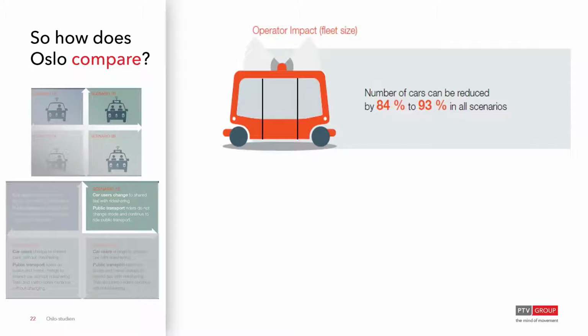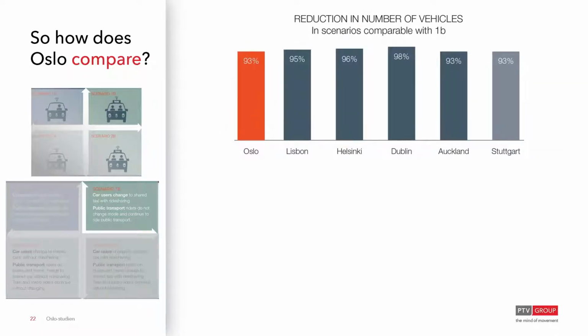So 84%, as we got up there, is a huge reduction in the number of vehicles on the road. And how does that compare with the other studies done? Well, it's pretty comparable. They're all above 90% reduction. I'm not sure I believe Dublin. That would suggest only 2% of today's cars are required to move everyone around. So each car in the system is doing the work of 50 cars today. That's a bit of a difficult one to believe.